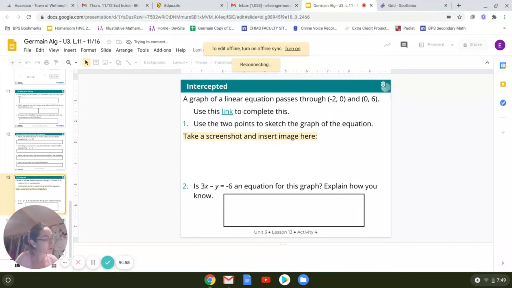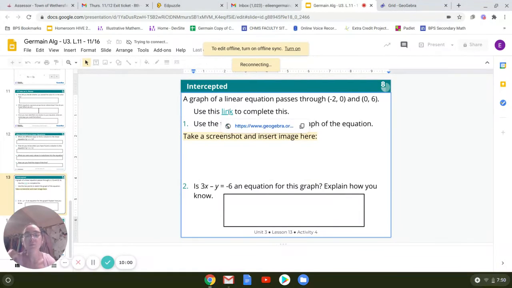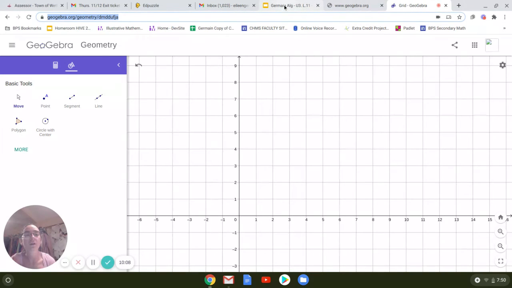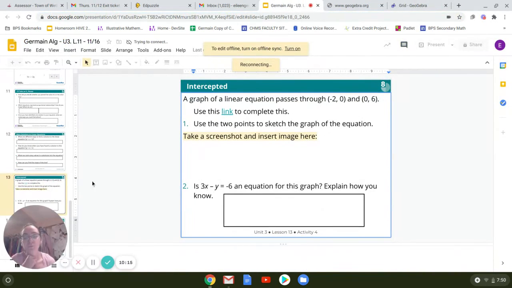So what I did here was I attached a link for you, and I want you to come to this page here. Okay, so we're here. Sorry. It will open you up here. What you need to do is use these 2 points, the -2, 0 and the 0, 6, and plot those 2 points on there, connect those points to create a line, and then see if you can create an equation that matches it.